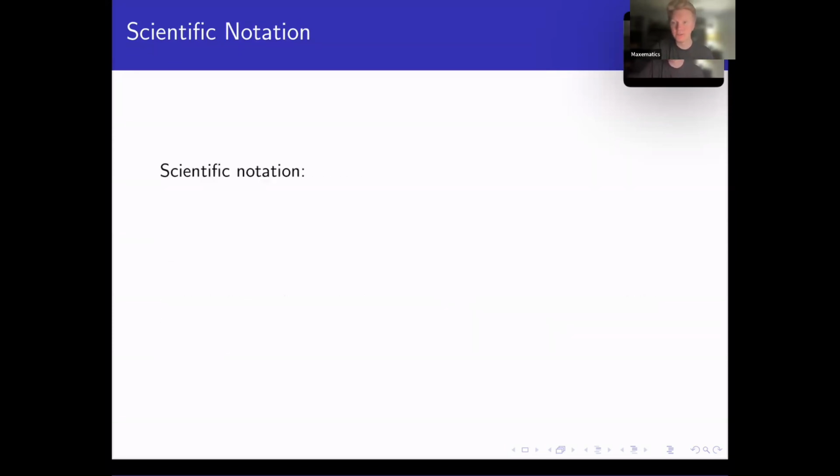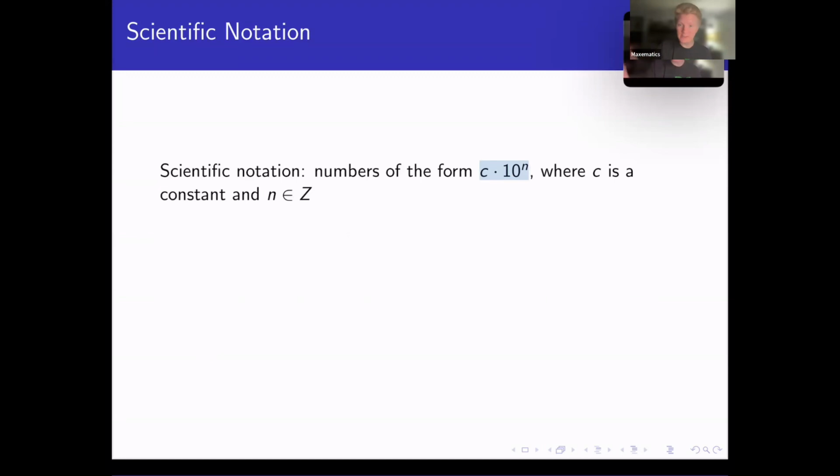And that's where scientific notation comes in. Scientific notation are numbers that are written in the form a constant times 10 to some power. So with so many decimal places, instead of writing all of those zeros over and over again, what we can do is simplify all those decimal places, or all those hundreds, tens, hundreds, thousands, and so on. We can simplify that with 10 to the n.